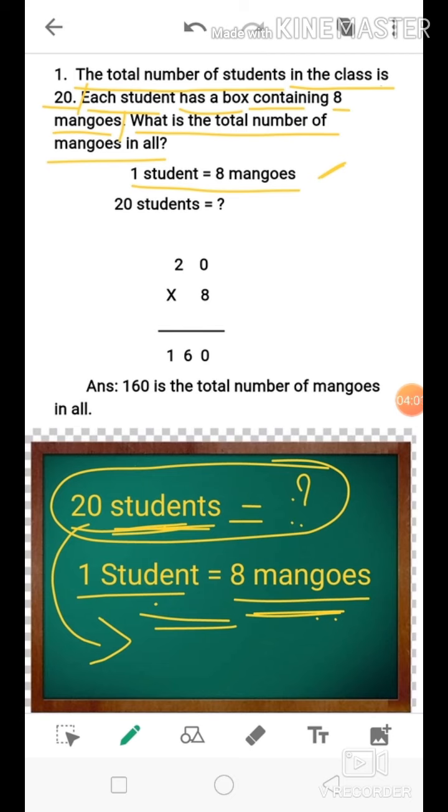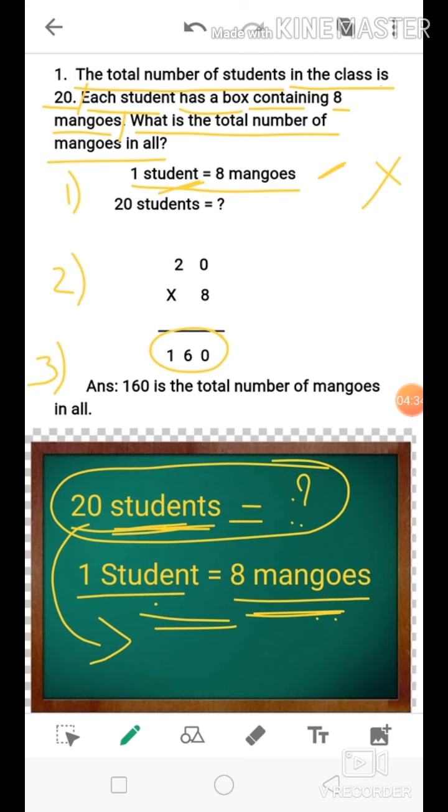After writing the statement, it is clear. 20 and 8, the numbers are arranged cross. What is the symbol of multiplication? Cross. So we have to do multiply here. 20 multiply by 8. I have already solved the sums. You will get 160. So this became the first part of your sum. This became the second part of your sum. And this is your third part.